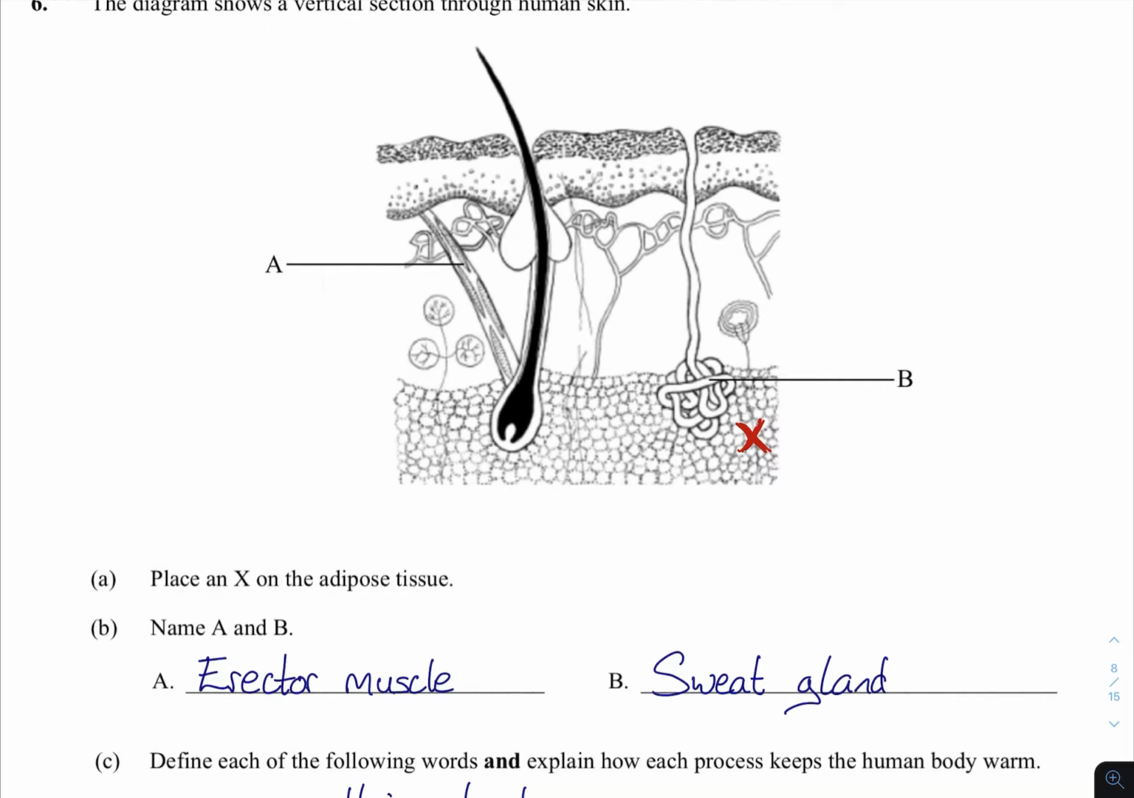You're then asked to label, or to name I should say, A and B. So A is your erector muscle here, and that's what causes the hairs to stand up. It contracts, causing the hairs to stand up. And B here is your sweat gland, and that's what causes sweat to be produced.